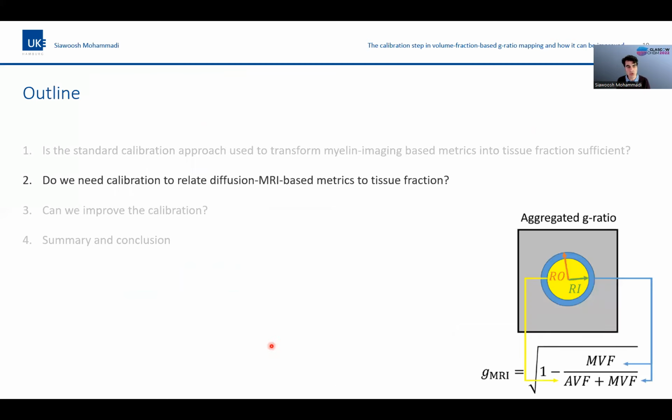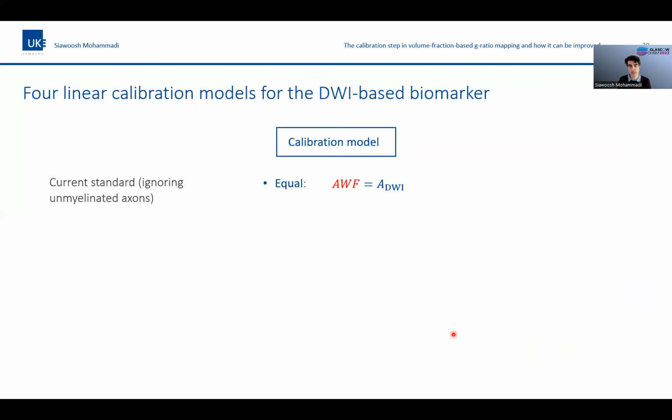Now to the second point, do we need calibration also for diffusion MRI? This is a study which I just shortly introduce because of time. We have 4 different calibration scenarios. The first one is basically what is at the moment standardly used, that our diffusion-based proxy for the axonal water fraction is directly measuring axonal water fraction.